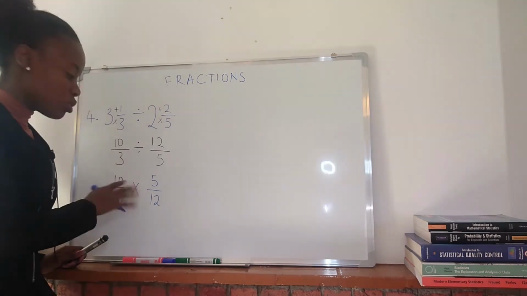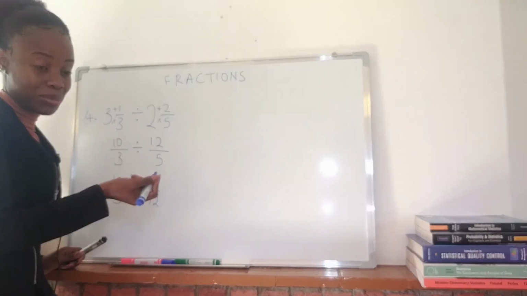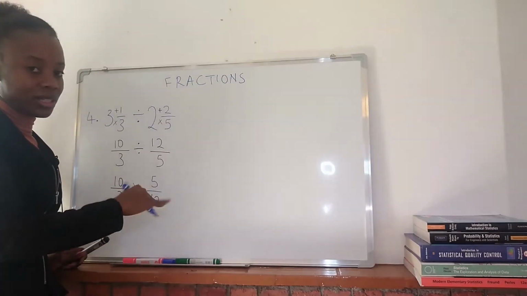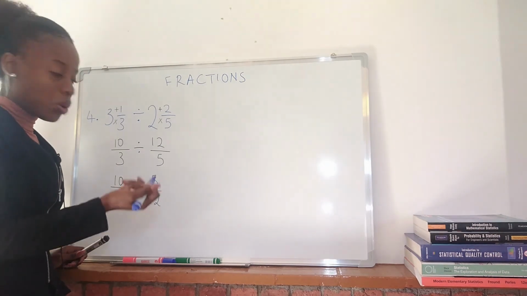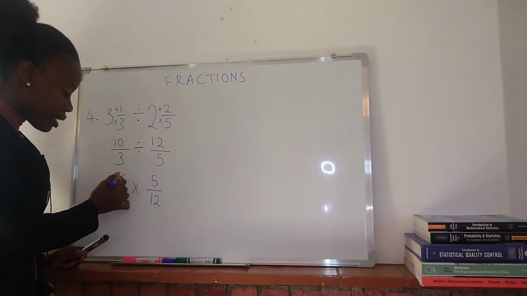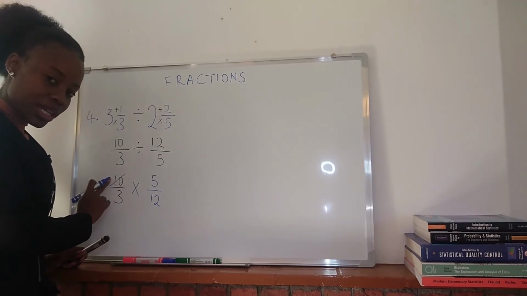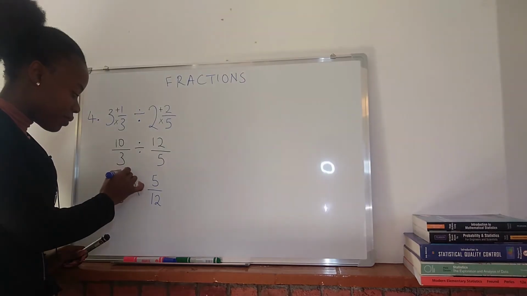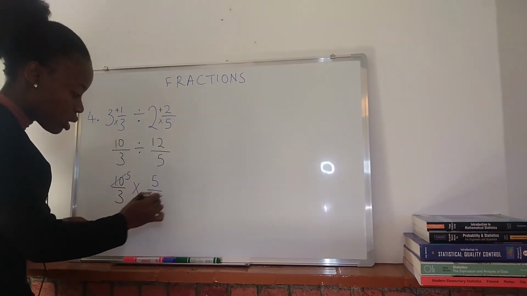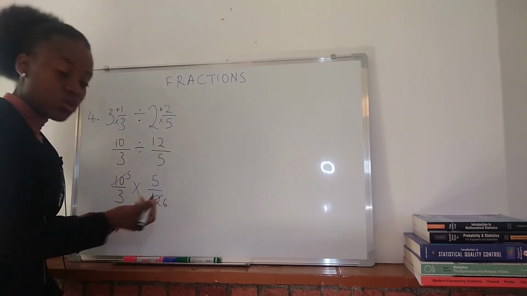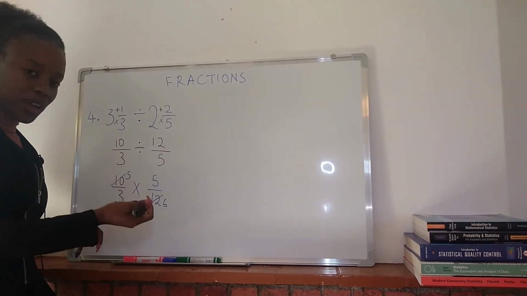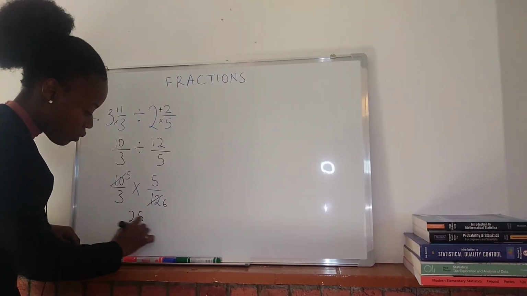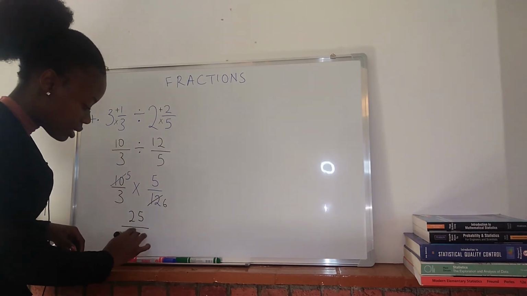Now this multiplication, you know how to multiply, right? You can multiply 10 times 5, 3 times 12 straight away, and then simplify it or reduce it, right? There's a number that can get into 10 and 12, which is 2. 2 into 10 is 5, and then 2 into 12 is 6. Now we have 5 times 5, which is 25. So we're going to have 25 over 3 times 6, which is 18.